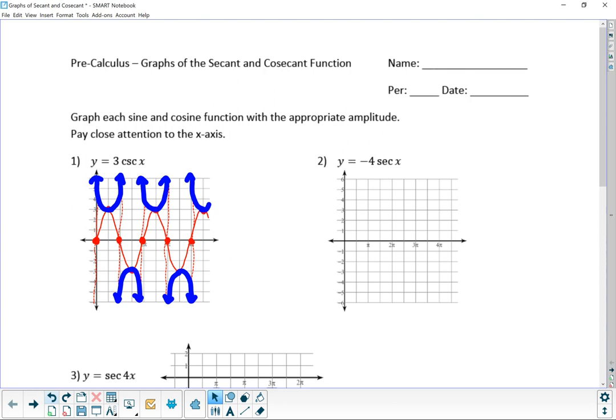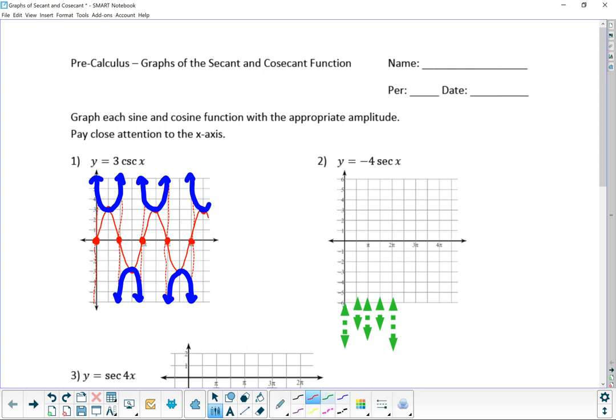Okay. So -4 secant. Again, we're going to look at that the secant is related to the cosine, and the cosine, the period is going to be 2 pi. So we're going to go ahead and put in our period right here. And then we're going to split that in half. I'm going to split each of those halves into half again. So that's going to be our 5 markers to graph our cosine.